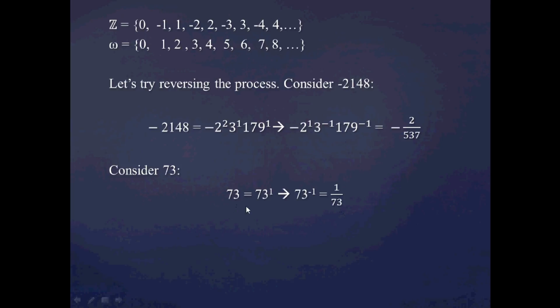And actually that's going to hold true in all cases. If you have some integer which is prime, it gets mapped to 1 over that value, up to sign. So if you had negative 73, that would get mapped to negative 1 over 73. Or another example of a prime would be 11. The integer 11 gets mapped to 1 over 11.